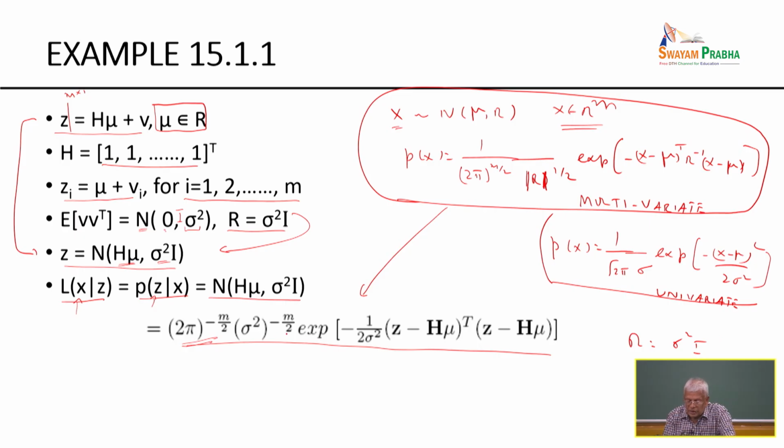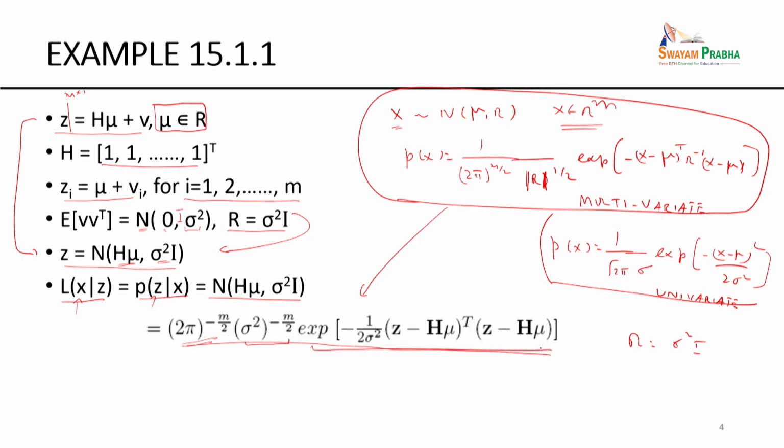Therefore, you can easily compute the determinant of R. It is simply the product of the diagonal elements. So this is the quantity related to the determinant. This is the exponential quantity. So you can readily check for this example, the multivariate Gaussian distribution, which is the likelihood function, is given by this.